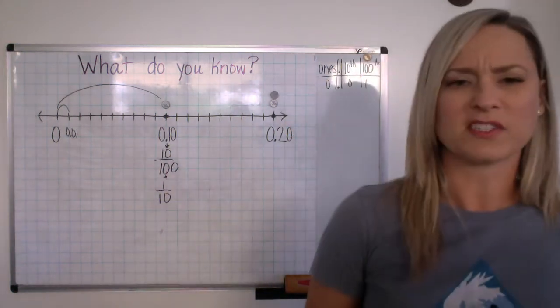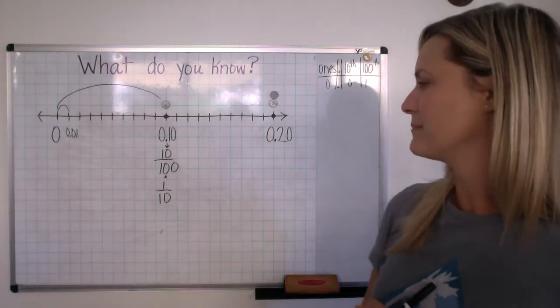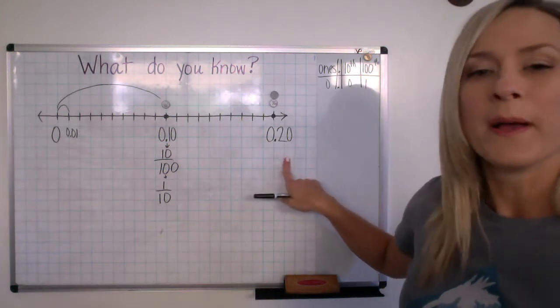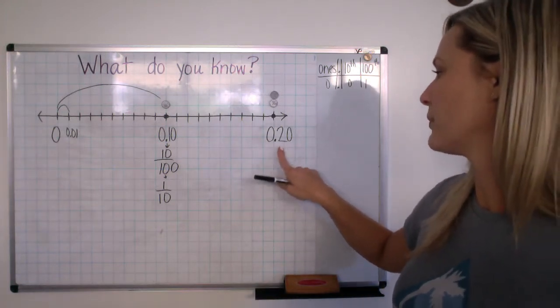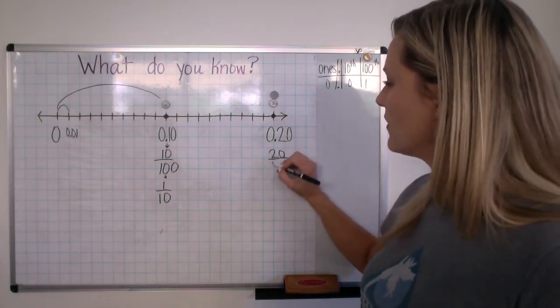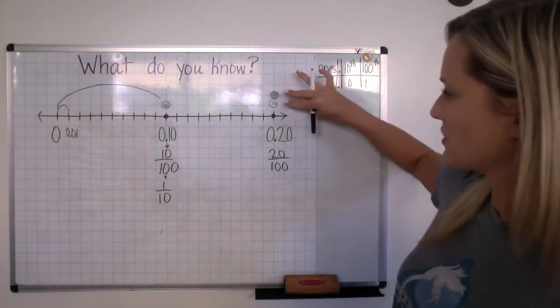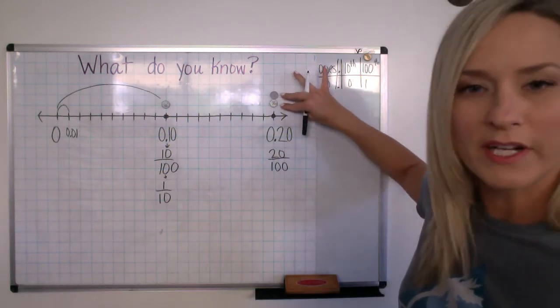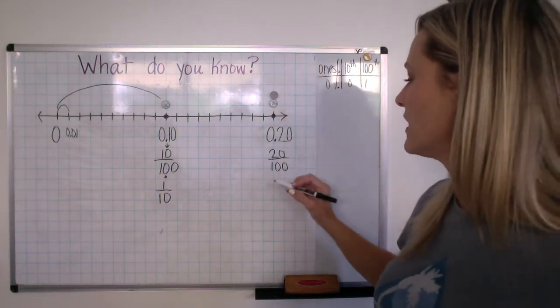Let's see, what else would you have figured out? I'm sure there's tons more. Okay, so maybe over here you decided to put 20 1/100ths. So this would be 20 cents out of 100 cents, right? So 20 1/100ths.